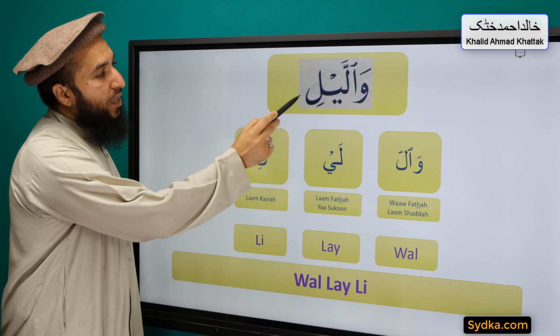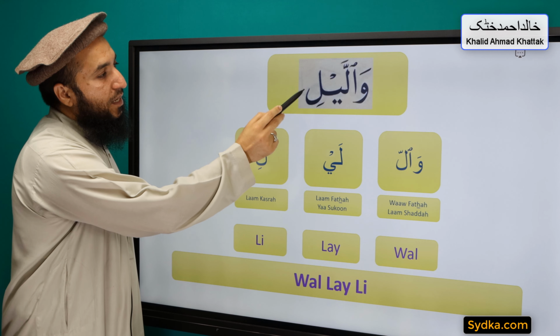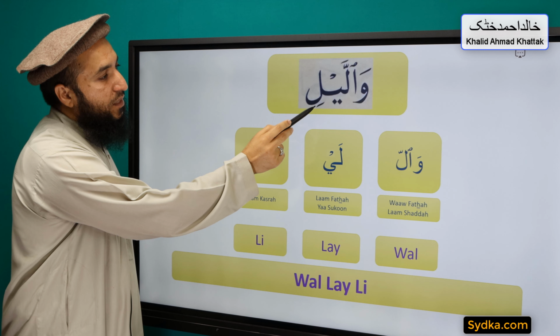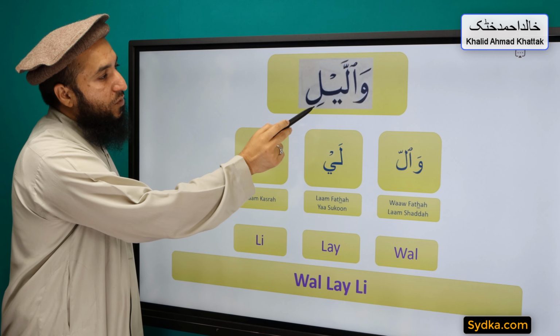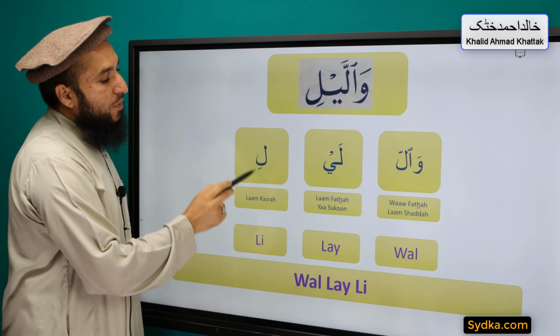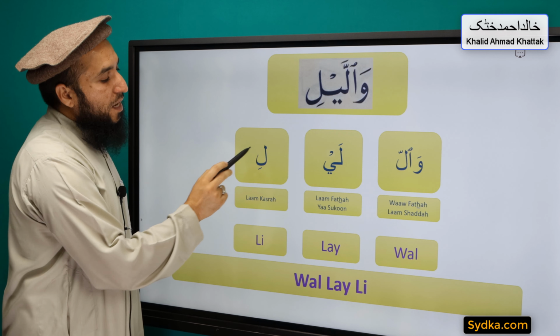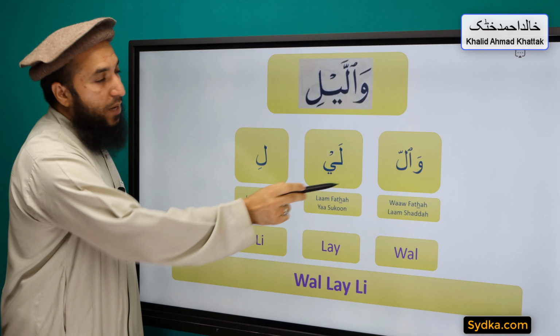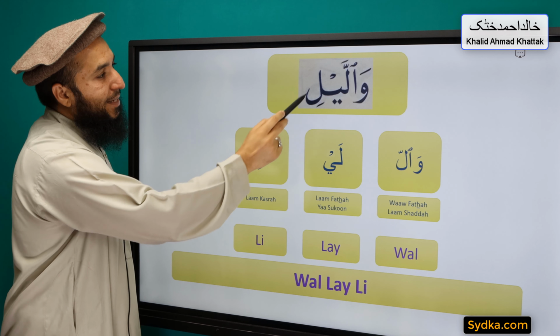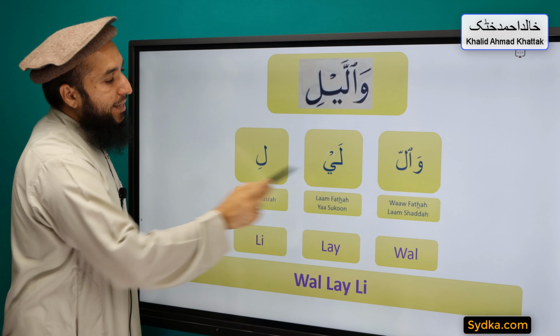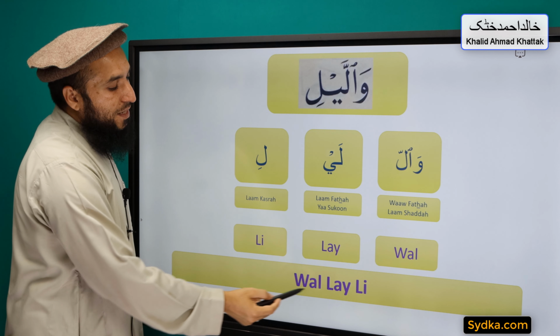The third syllable we have is lam kasra li. Lam is a light letter, it has kasra underneath and it is prolonged for 1 count. Lam kasra li. Combining all 3 syllables together we have wal-layli, wal-layli, wal-layli.